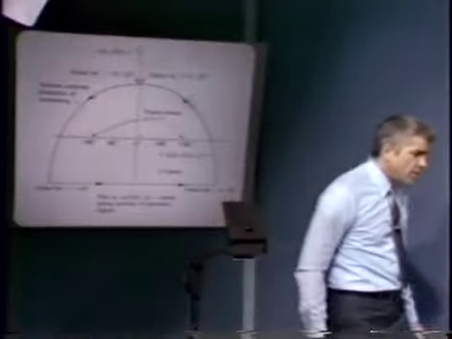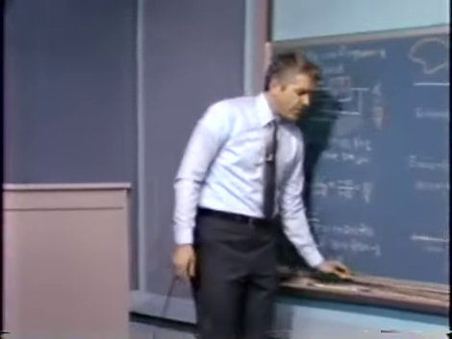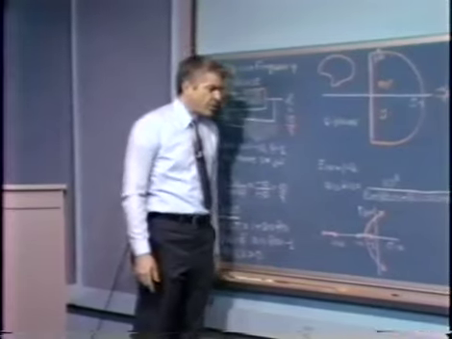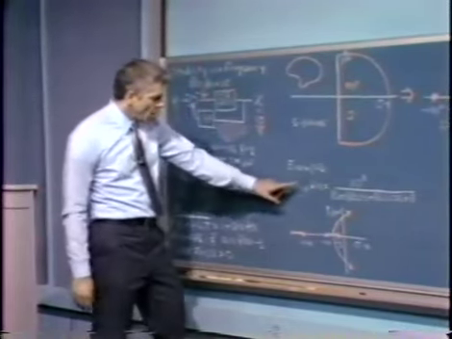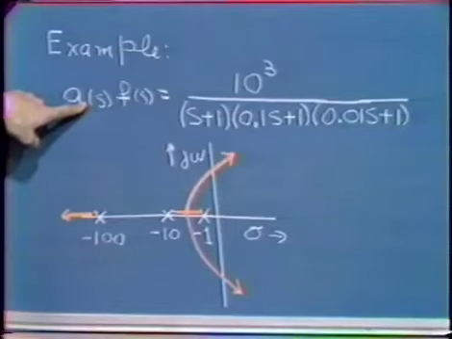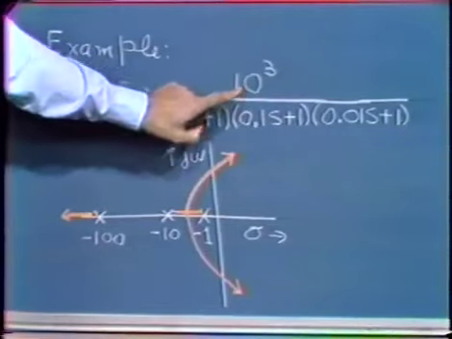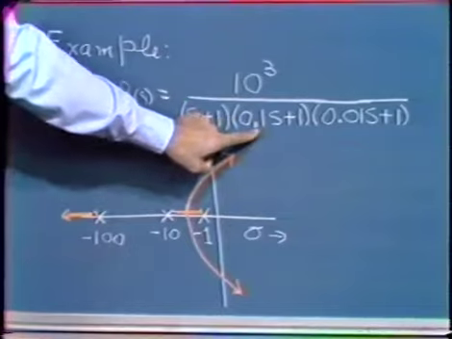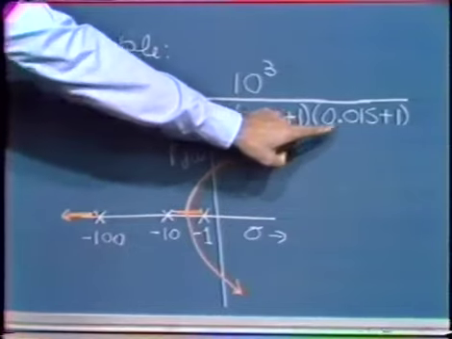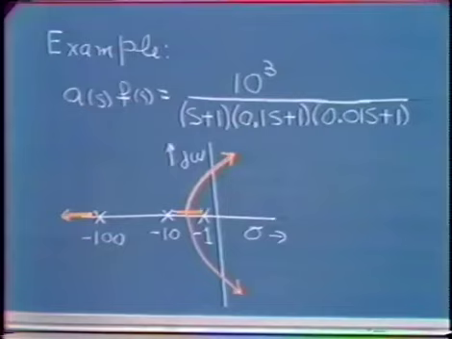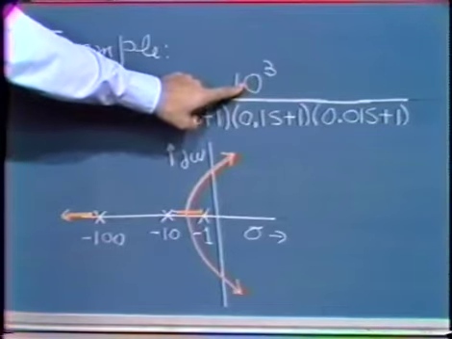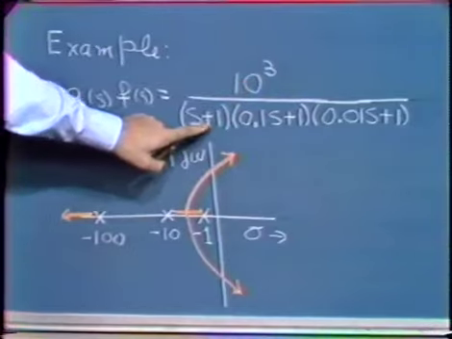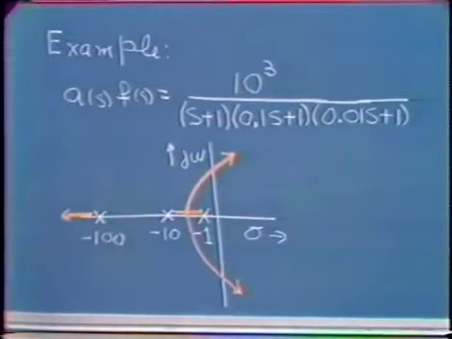Let's apply this to a specific example where we assume that the transfer function is in fact expressible as a ratio of polynomials in S, and let's see how that goes. Let's choose an AF product that's 10 to the third over S plus 1 times 0.1 S plus 1 times 0.01 S plus 1. In other words, we have an A naught F naught, a DC loop transmission magnitude of 10 to the third, and then we have three real axis poles.